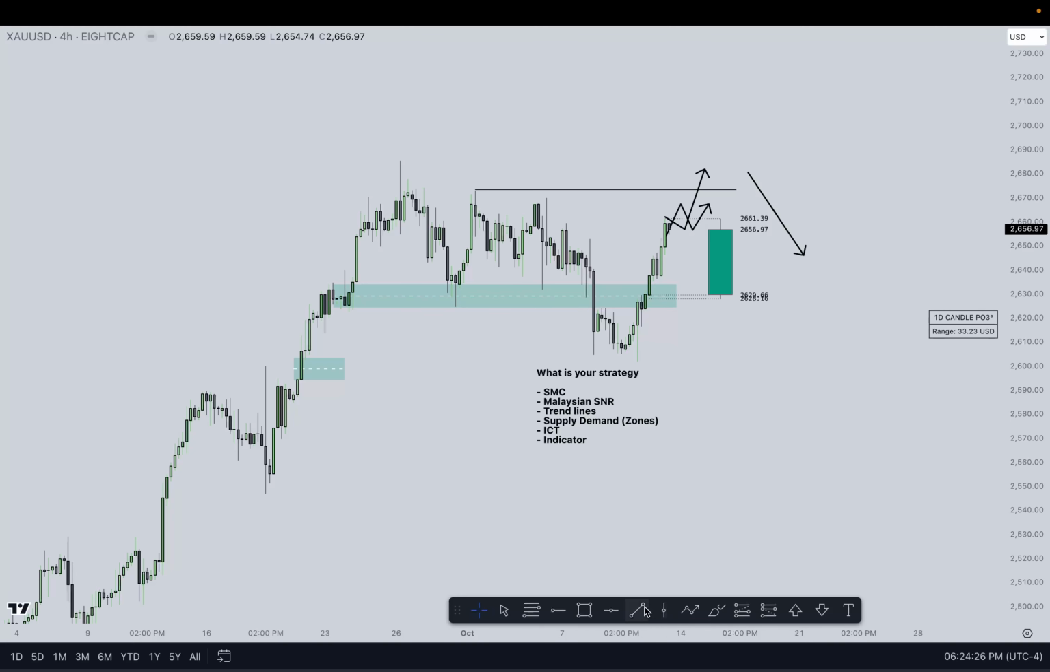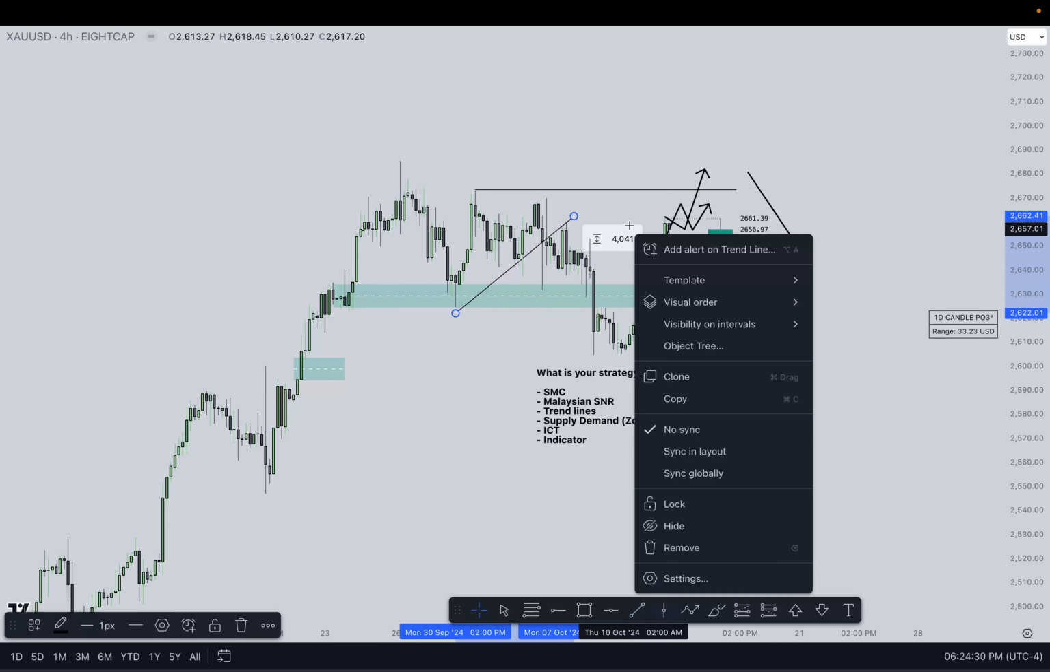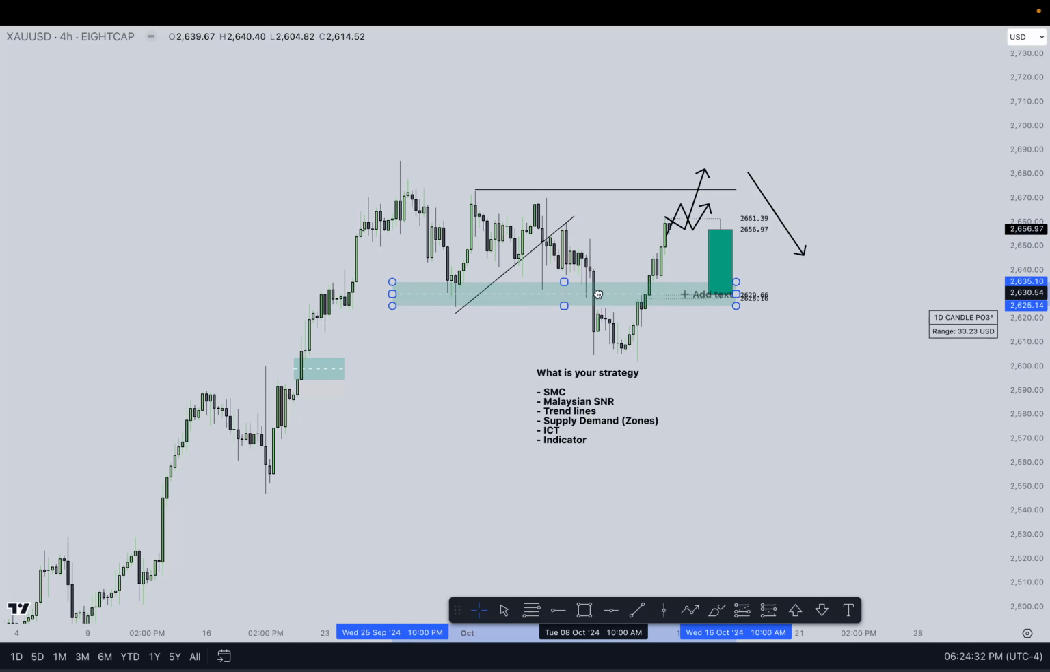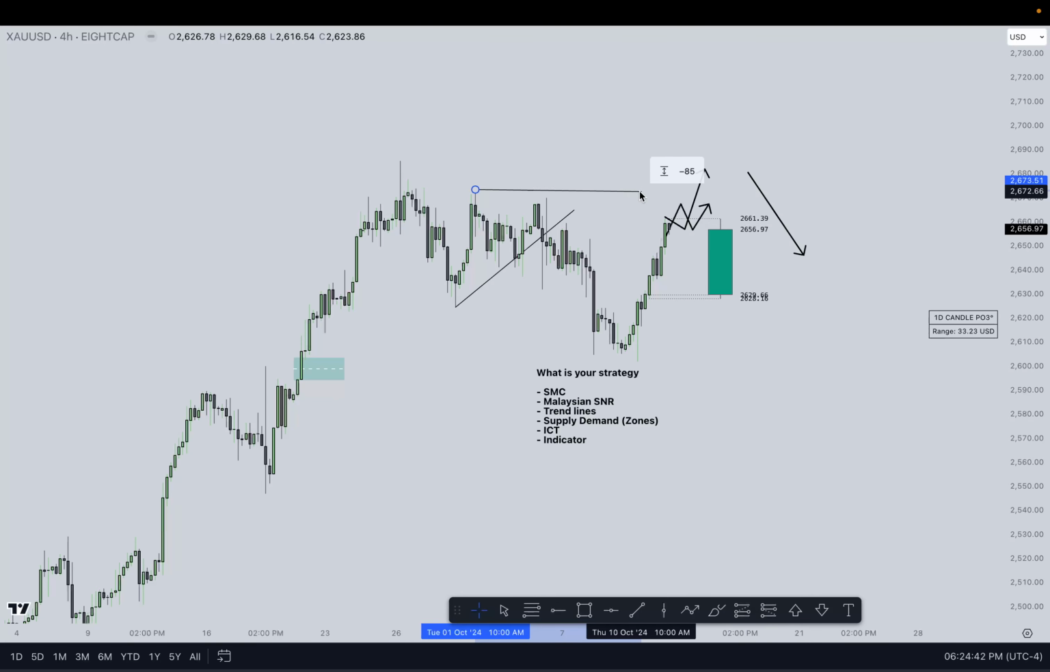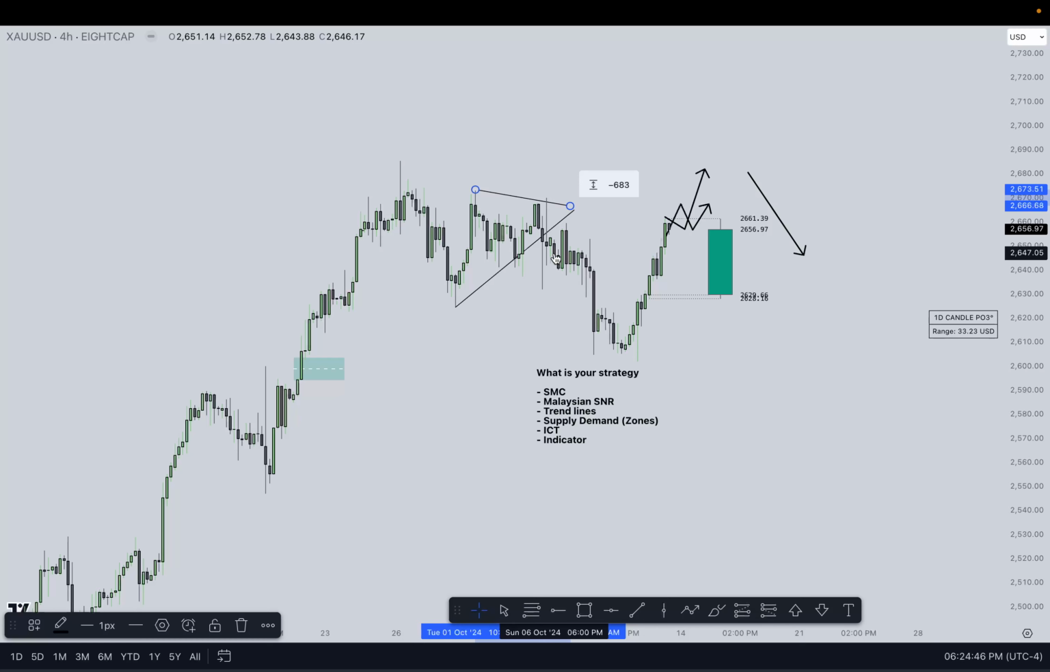Malaysian SNR has to do with trend lines. It's a trend line way of looking at things, kind of like supply demand zones, except you're on this horizontal axis. So you're playing supply and demand, but you're looking at the trends. You wait for that break of the trend, then you wait for the candle structure to close within, retest this low, and then you start selling off.